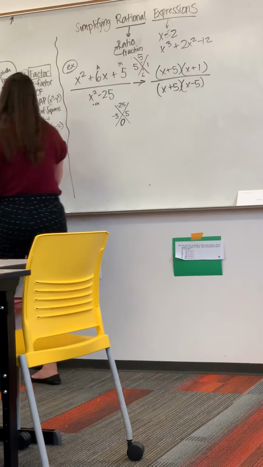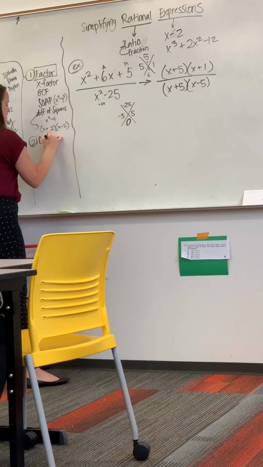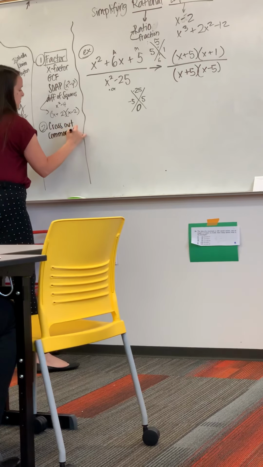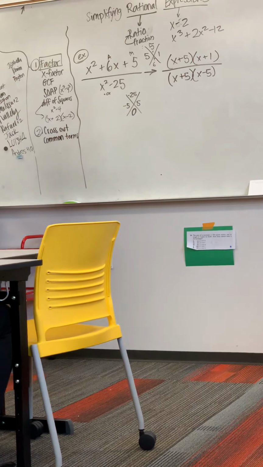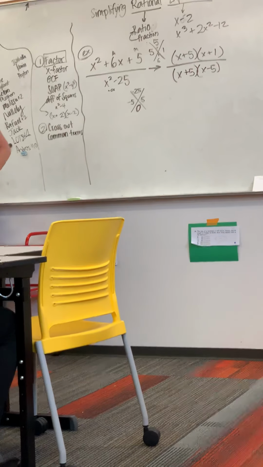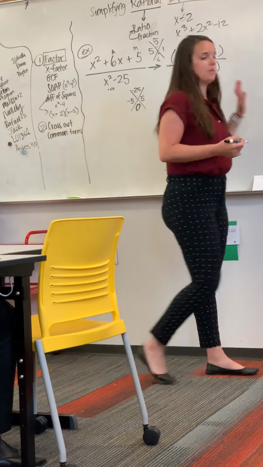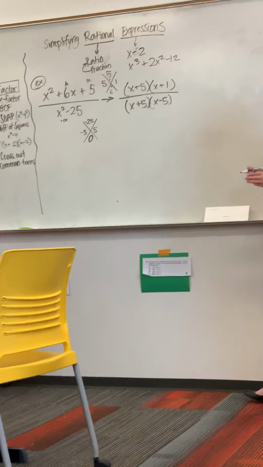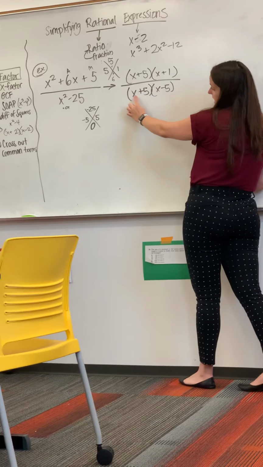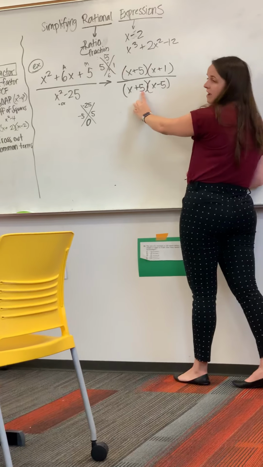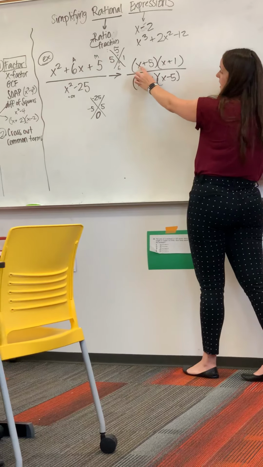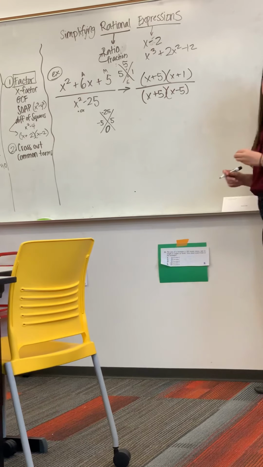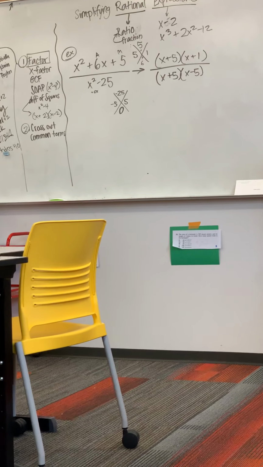My second step is to cross out common terms. What I mean by that is that if something is at the top and something is at the bottom and they are exactly the same, we can cancel them. I cannot cancel x and x because x is being added to 5 in this instance. I cannot cancel 5 and 5 because 5 is being added to x. So I have to cancel an entire term that is the same.